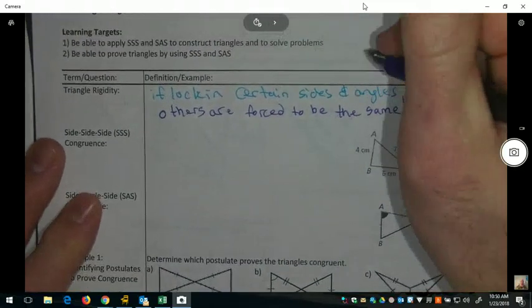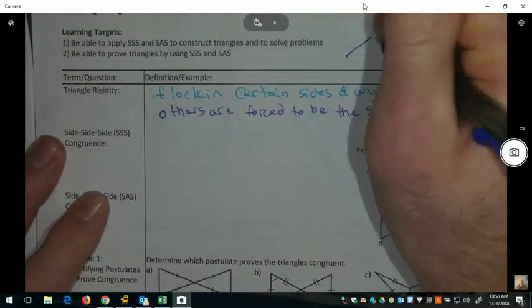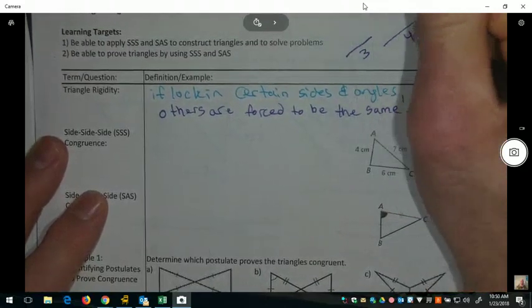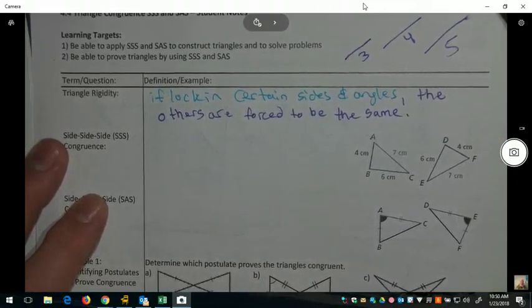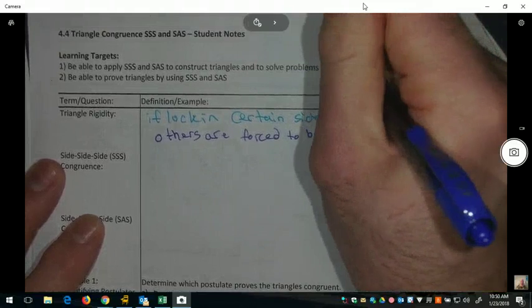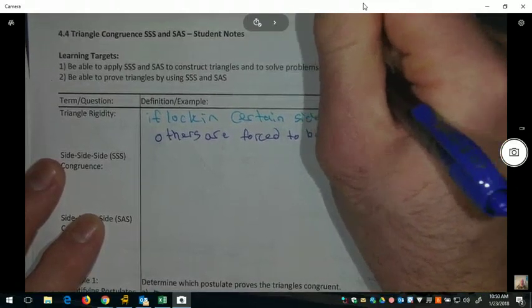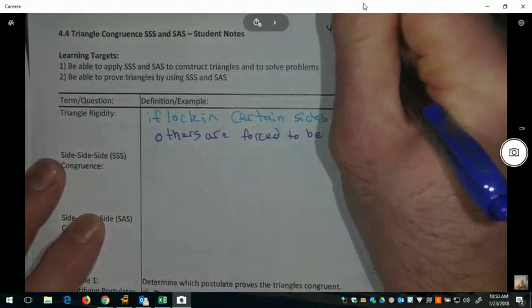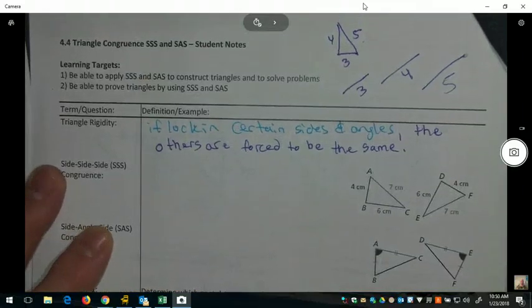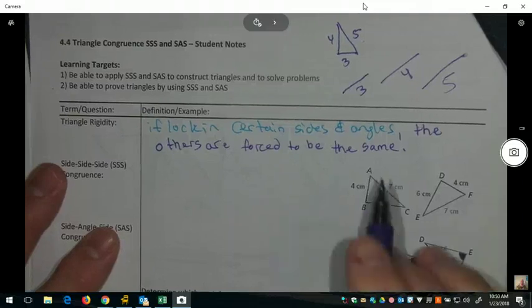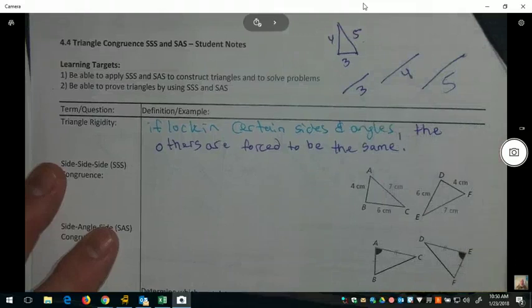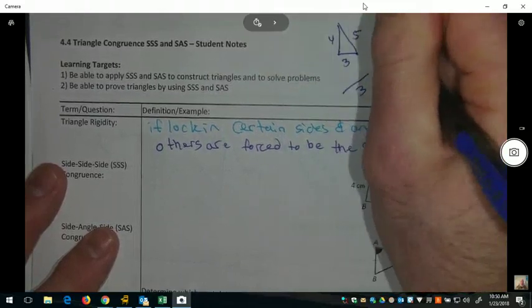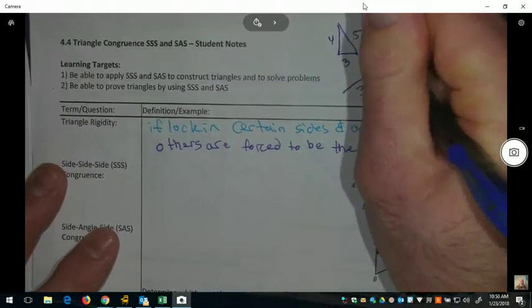So the idea is this. Mr. Ritter gives you 3 sides. One of them's a 3, one of them's a 4, one of them's a 5. And I give you 2 sets of them, and you try to build them. Well, if I build one of them, am I going to be able to build another one that looks different than that one? No. That's triangle rigidity. The lengths of the sides are locked in, and they're only going to be able to connect in a certain way that the angles between when I connect them are going to be the same also.